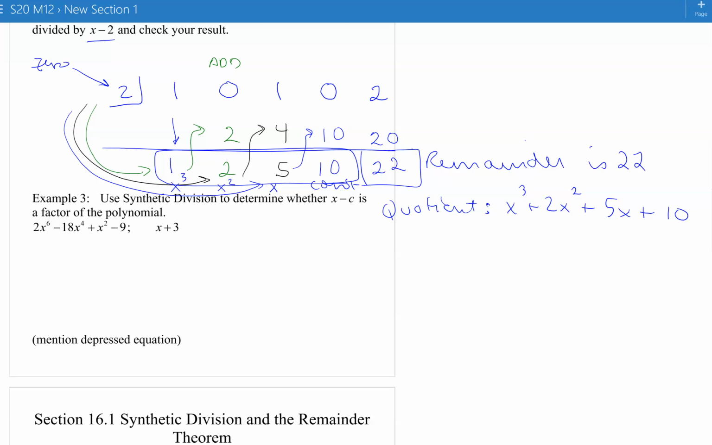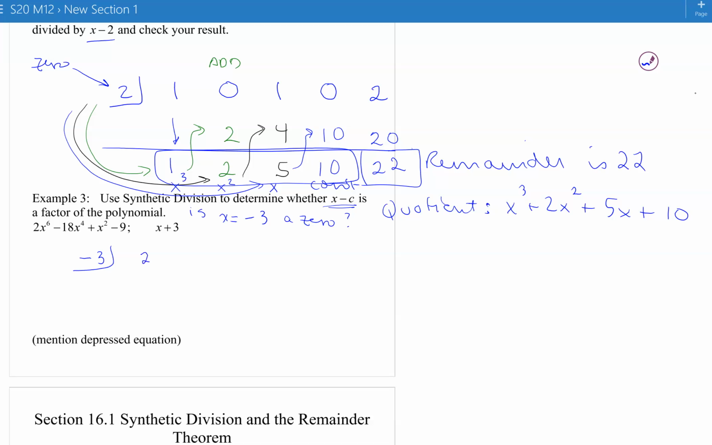So example 3 is another way to word the question that's asking you to still do synthetic division, but it wants you to determine whether x minus c is a factor of the polynomial. So this is the same as saying, is x equal -3 a 0? Okay, so remembering that the 0 is what goes in the pocket.